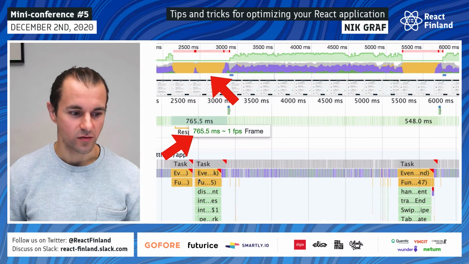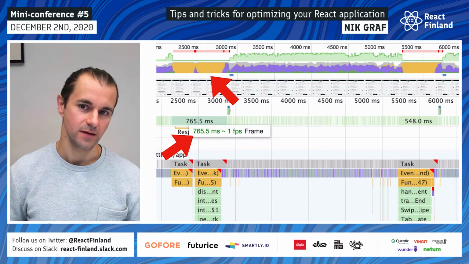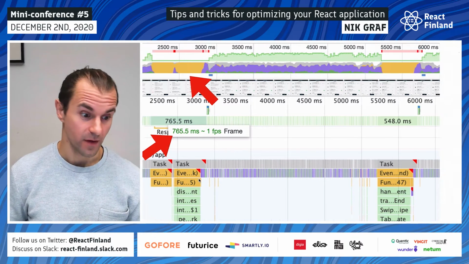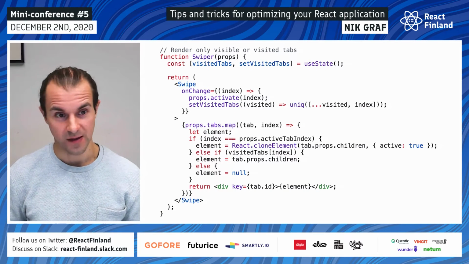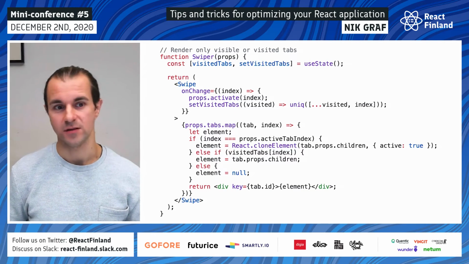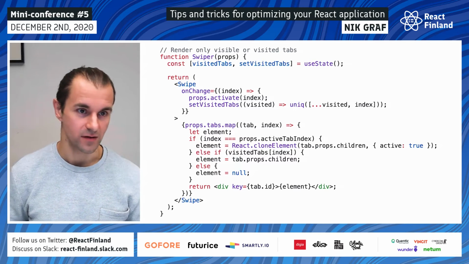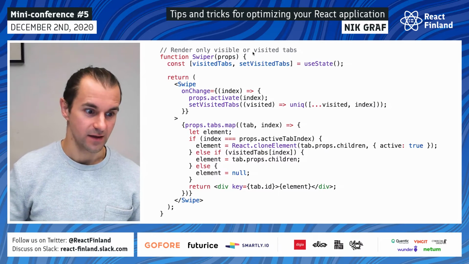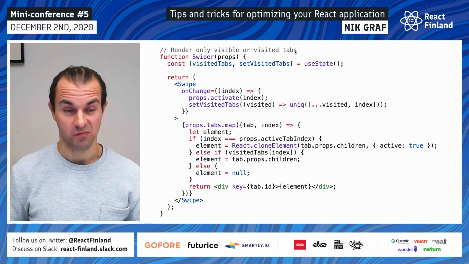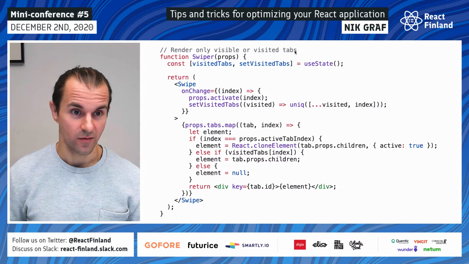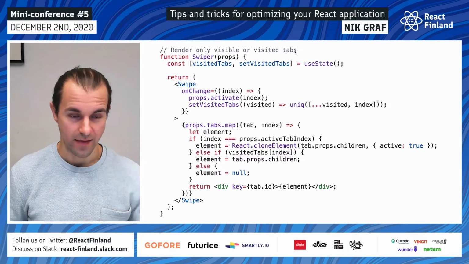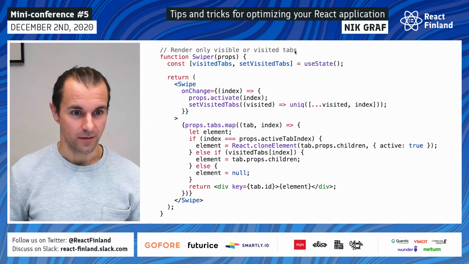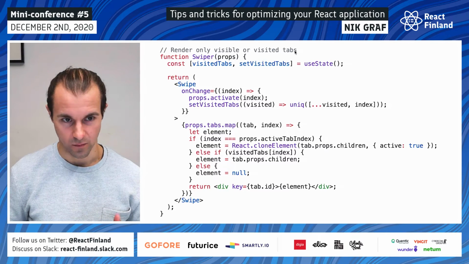And this led us to one particular code area, and this was the swiper component. First of all, we had never seen this. It was written by someone who already left the company. So we started to investigate why is this there and what does it do? Luckily, there was a comment, and it said render only visible and visited tabs. And that sounds pretty decent. I mean, if you have a router, you don't want to render all the tabs right away. You only want to render at least what you're on.